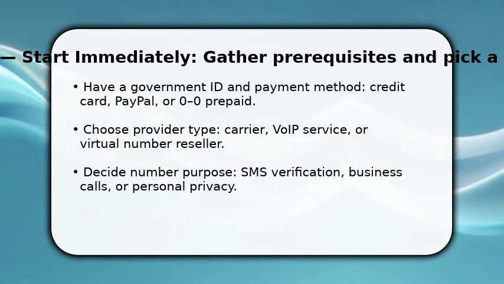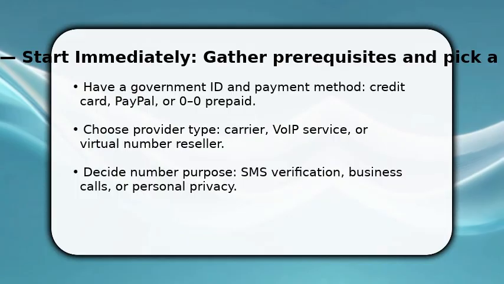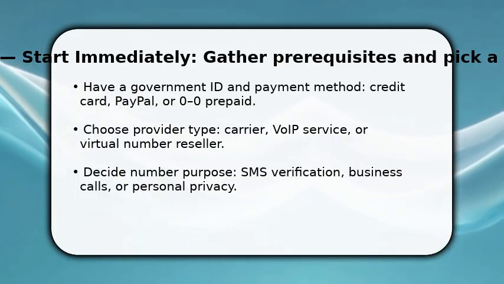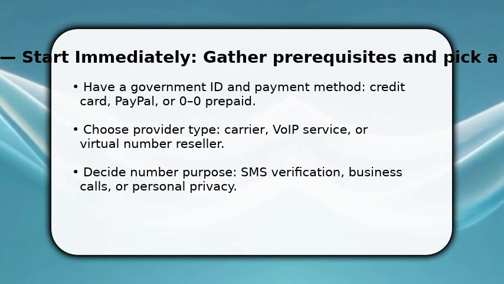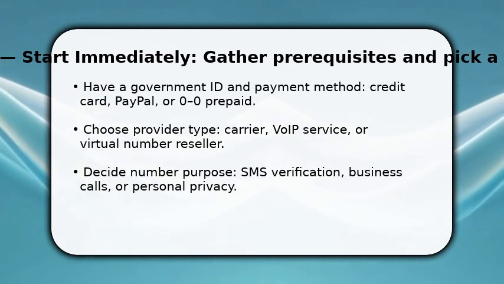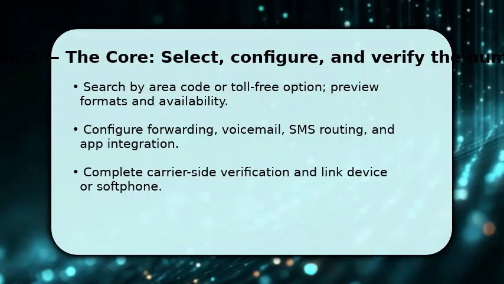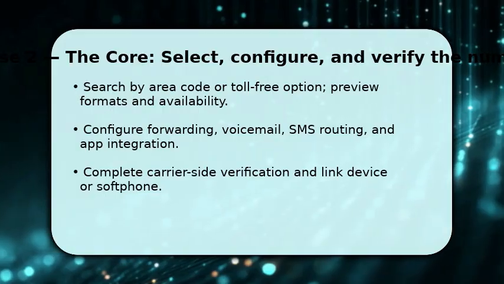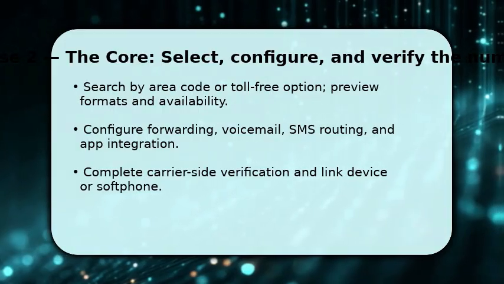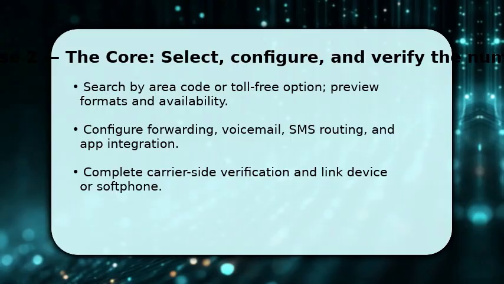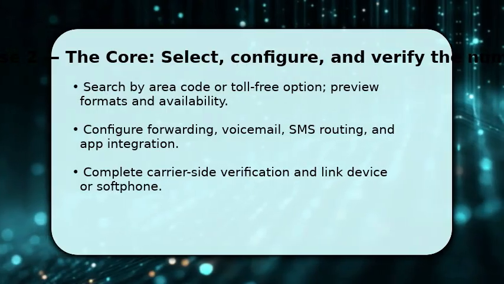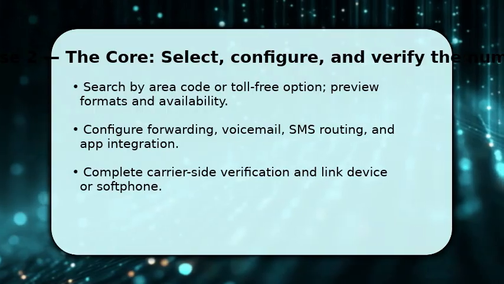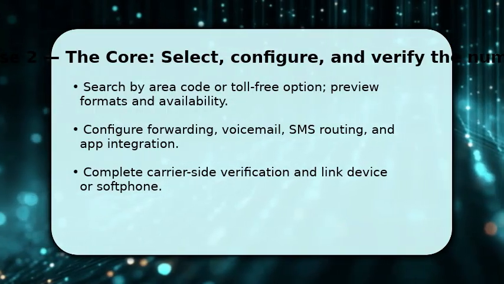This avoids surprises. Then create an account now, upload ID if required, and add your chosen payment option so you can buy the number immediately. Once you have an account, search inventory by area code or toll-free if needed, because location affects caller ID and cost. Choose a number, then configure forwarding rules, voicemail greeting, SMS routing, and any app or SIP integration. Make sure to set caller ID and business hours routing.